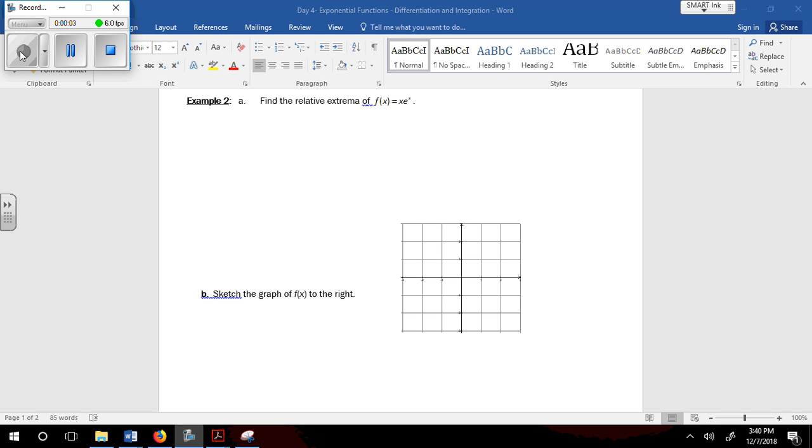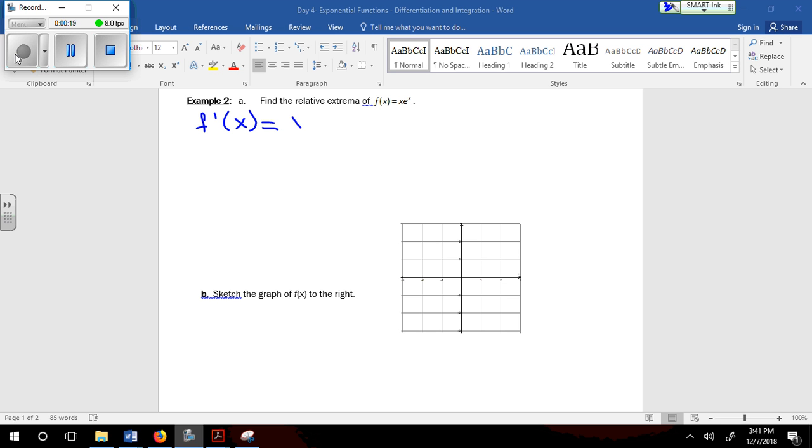Okay, so we're going to find the extrema of f of x equals x times e to the x. So that's the max or the min. First thing we're going to do is find the derivative. So we're going to use the product rule.